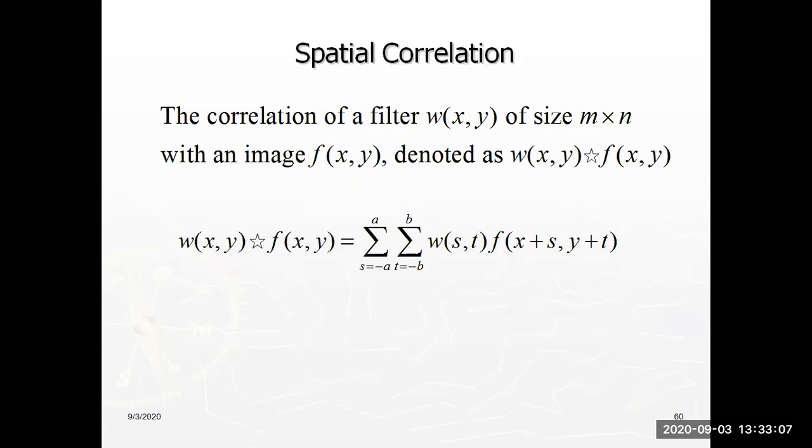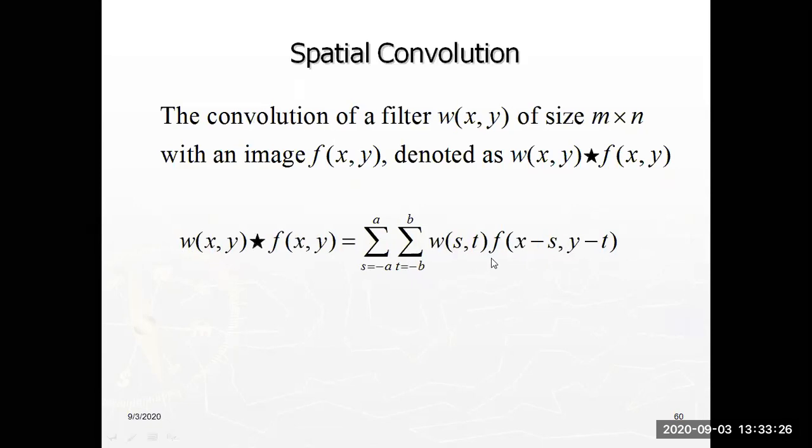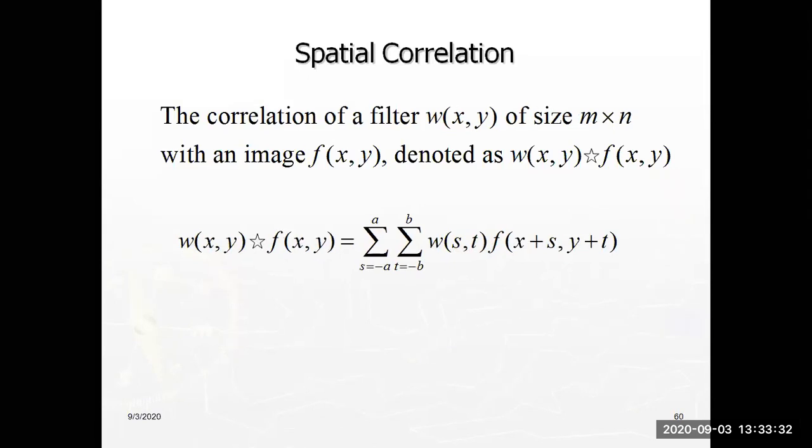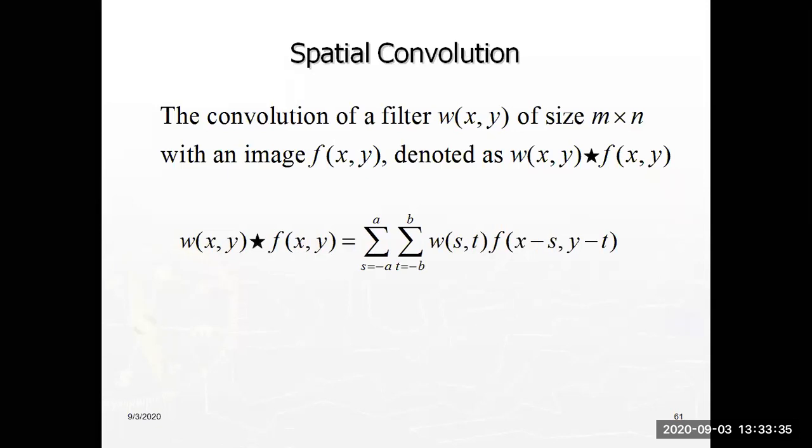This is the notation, but mathematically we can show it as sigma s equals minus a to plus a and sigma t equals minus b to plus b, and the correlation is given by w of s comma t into f of x plus s, y plus t. Here the coordinates are changed like this. Similarly, for the convolution process, this is correlation and this is convolution. The only difference is the sign: here we use x minus s, y minus t. The notation is the same for correlation and convolution.